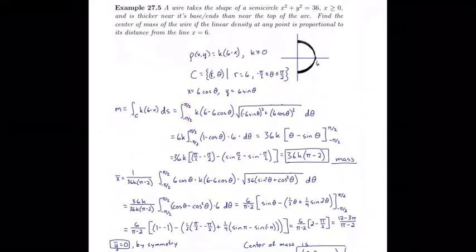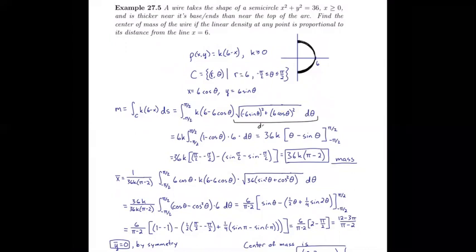And then k times 6 minus x is 6 minus 6 cosine theta. And then ds, this is the square root of x prime of t squared plus y prime of t squared, or theta squared in both these cases, d theta. So all of this, just to make a little note of it, is ds in this problem. It's the arc length calculation that we'll need.